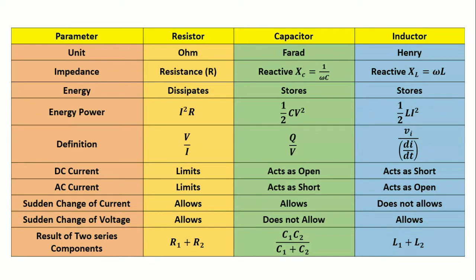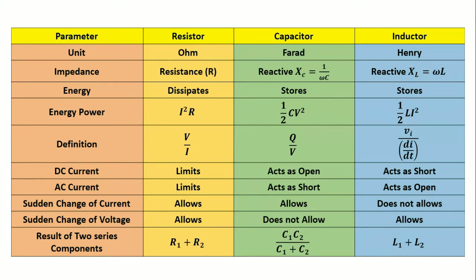Generally the resistor will dissipate the energy, but the capacitor and inductor will store the energy. The energy or power is given as I square R for resistor, and for capacitor it is given as 1 by 2 CV square, where C is the capacitance in farad and V is the voltage across the capacitor. For inductor it is given as 1 by 2 Li square, where L is the inductance value of the inductor and I is the current flowing through that inductor.